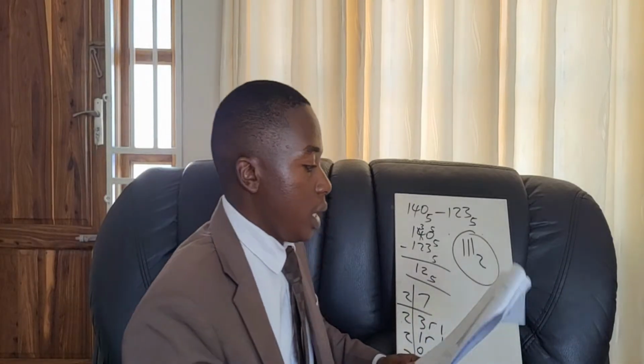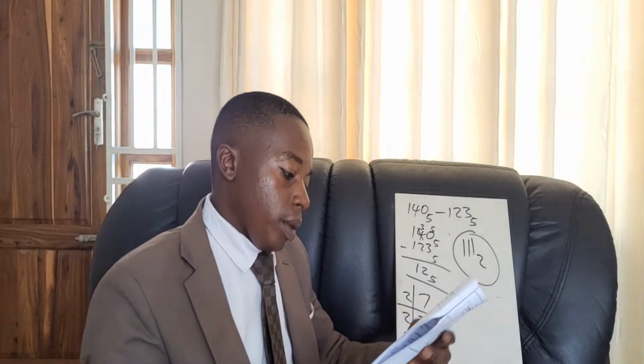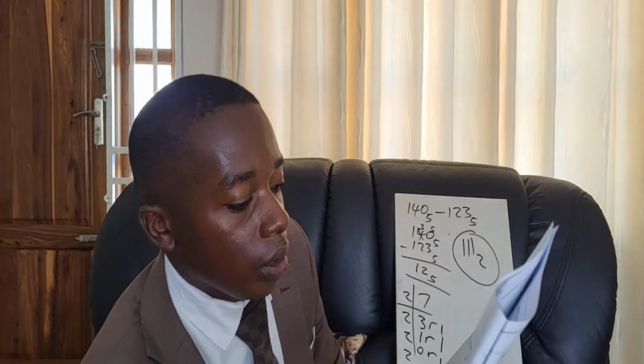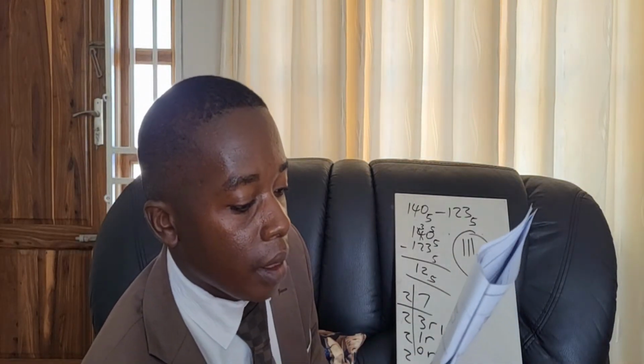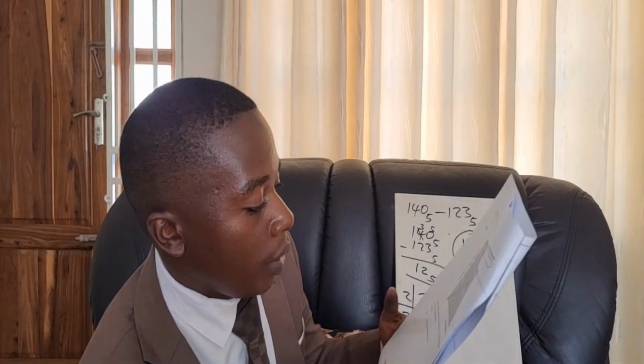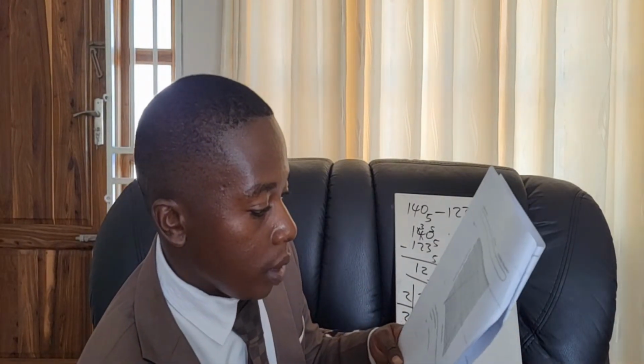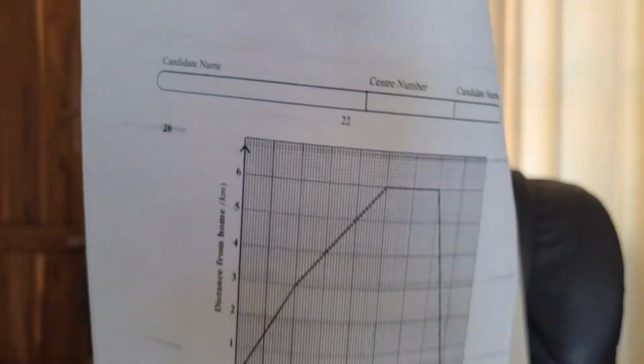Right, number 20. A man who went for a walk left home at 9:30 a.m. His displacement-time graph is given in the graph above. Find the time he arrived back home. So if you check on that diagram, look at it.